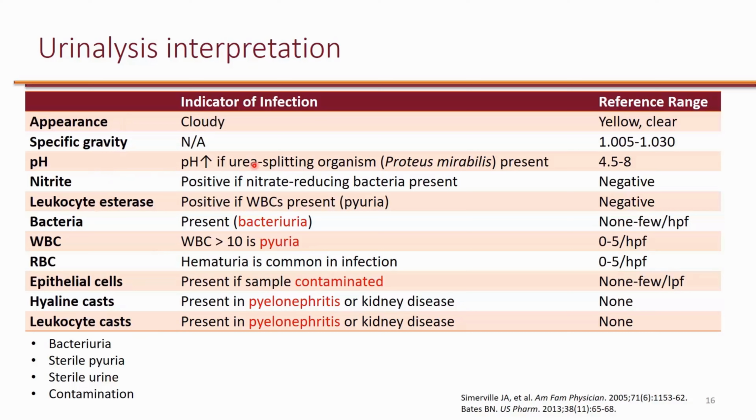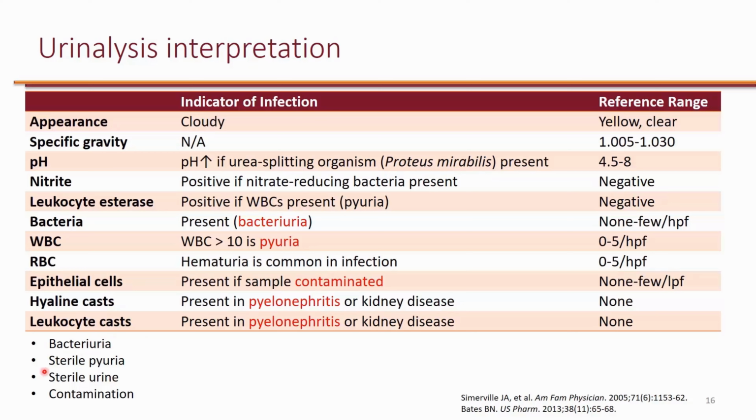Oh, the pH. Some organisms such as Proteus mirabilis are capable of splitting urea, which will increase pH. So occasionally you will see that the pH will be higher than the normal range, and that kind of helps you suspect Proteus mirabilis when you choose antimicrobial agents.